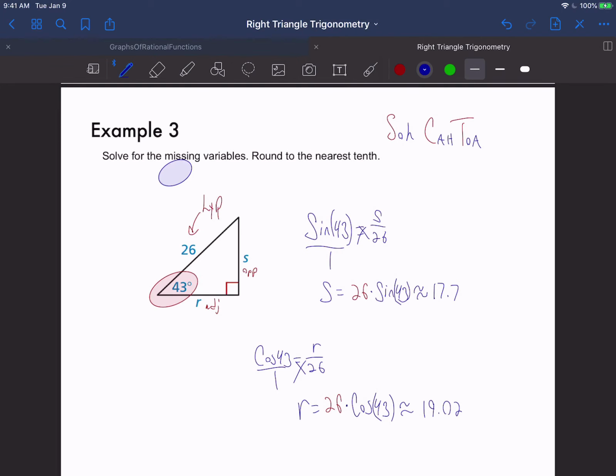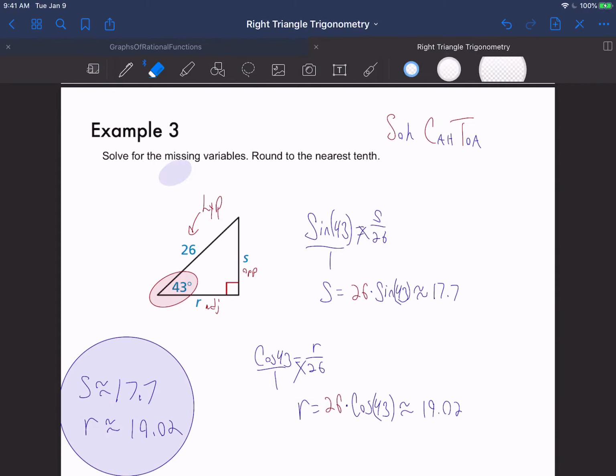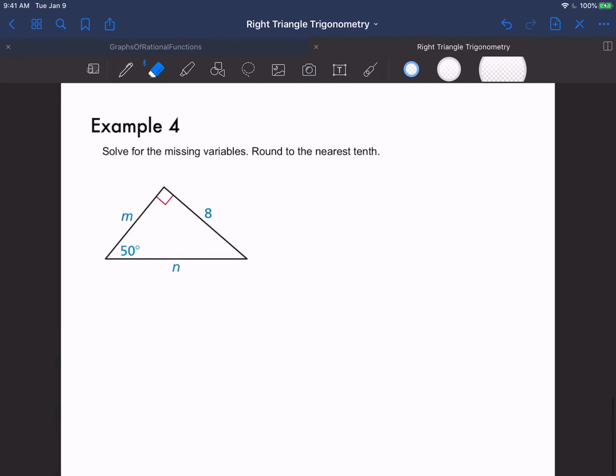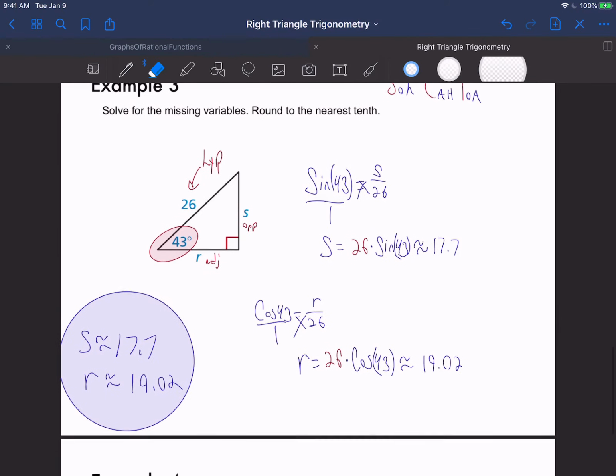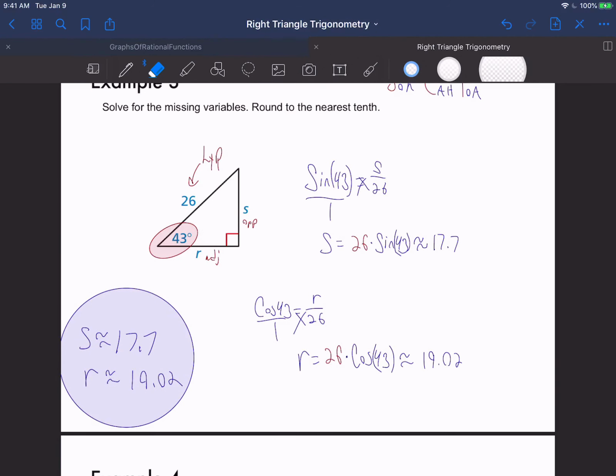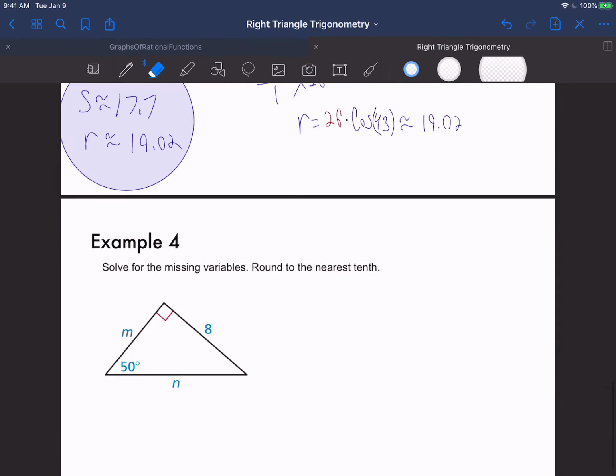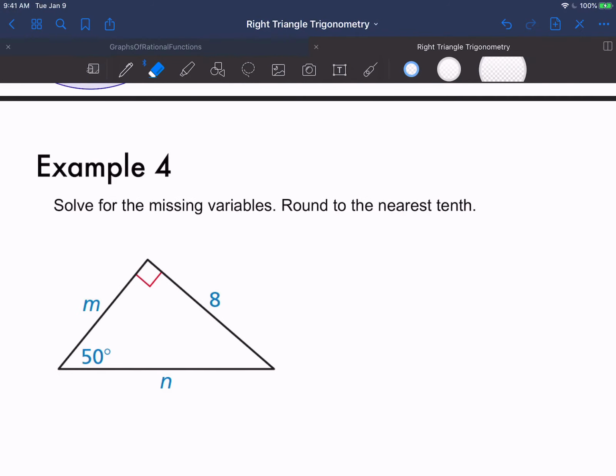So we know that side S is about equal to 17.7 and side R is about equal to 19.02. I'm pretty confident that we got that right. I'm eager to move on to this last one and call it a day. I will advise you, though, to check your answer using the Pythagorean theorem. If you get an approximation of what the Pythagorean theorem is with these rounded sides, you're definitely doing the right thing. All right, lastly, here we go.